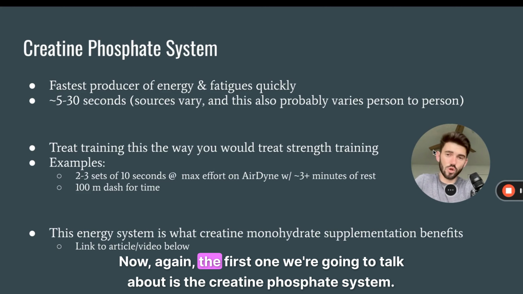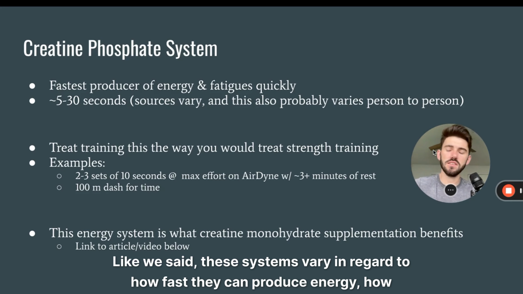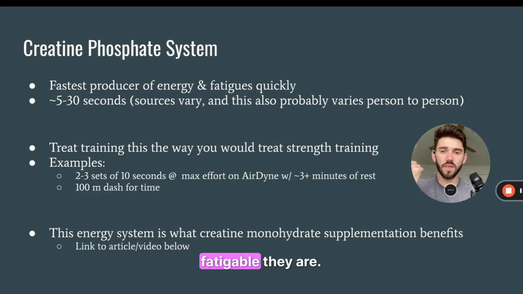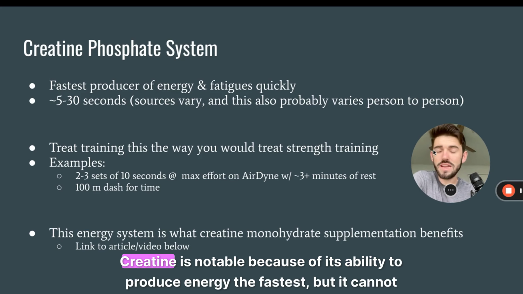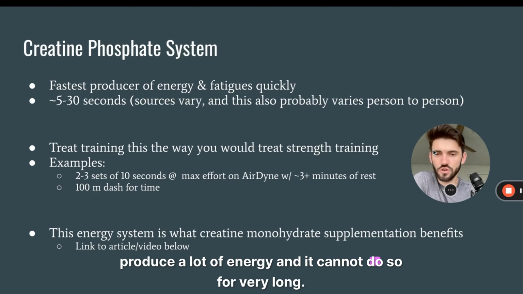Now, again, the first one we're going to talk about is the creatine phosphate system. Like we said, these systems vary in regard to how fast they can produce energy, how fatigable they are, and how much energy they can produce. Creatine is notable because of its ability to produce energy the fastest, but it cannot produce a lot of energy, and it cannot do so for very long.